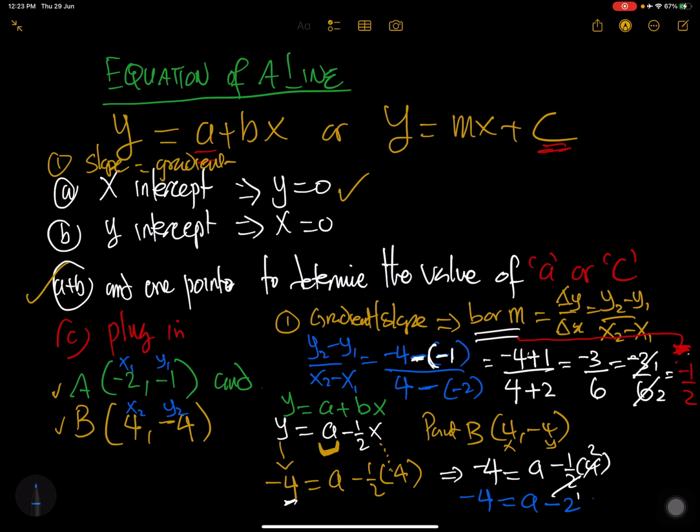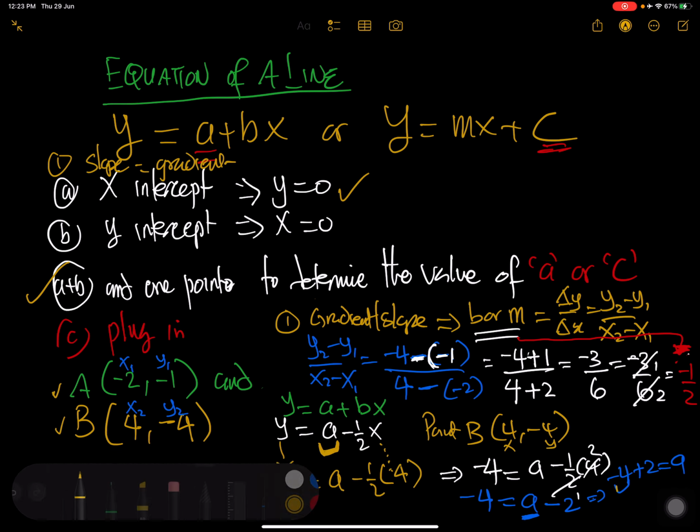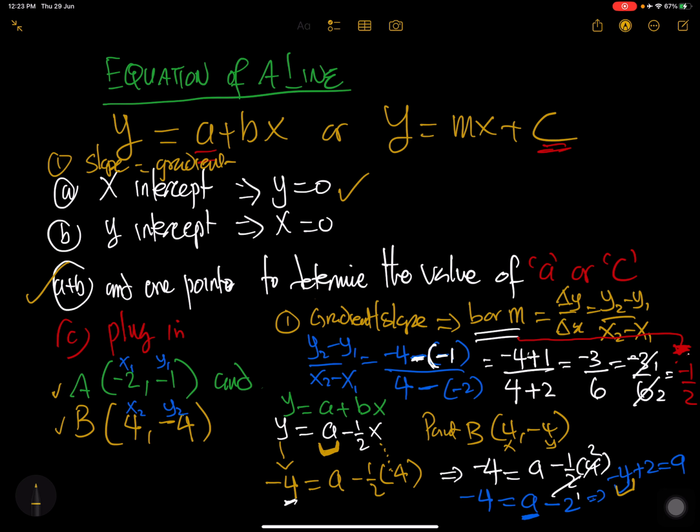And now we can solve for a, right? Because a can stand here alone, and then negative 2 can go to the other side. So we're going to have negative 4 plus 2 is equal to a. We owe 4, and we are paying 2, so we still owe 2. So a is going to be negative 2.